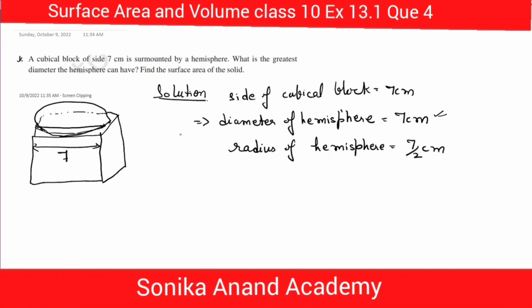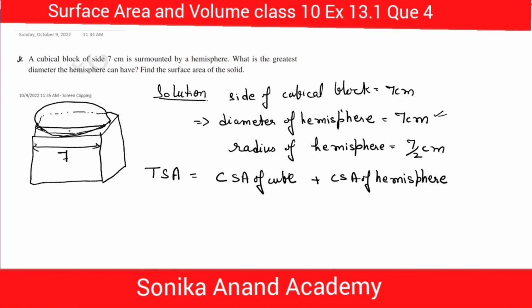Now find the surface area of the solid. That means the total surface area of this solid is the curved surface area of the cube plus the curved surface area of the hemisphere. But there's one problem.